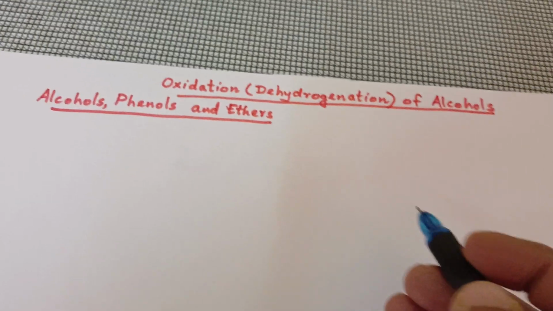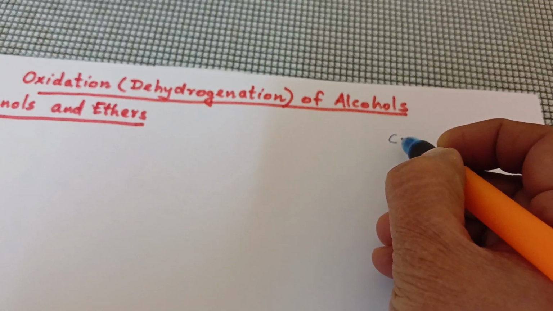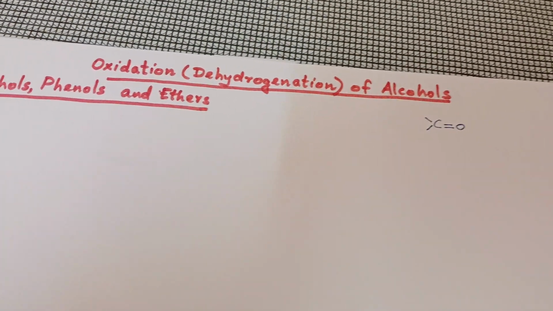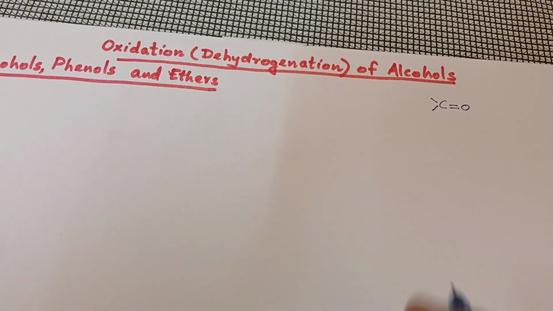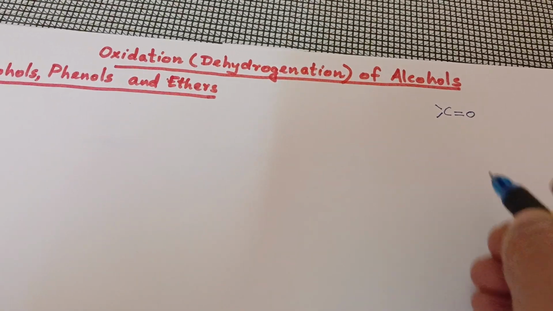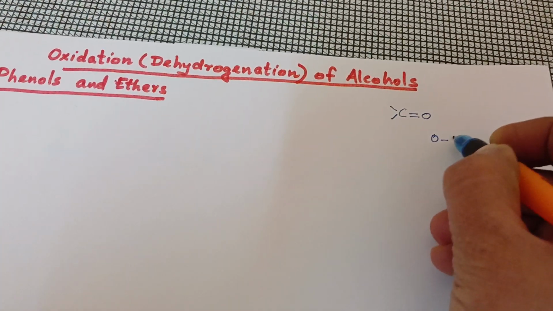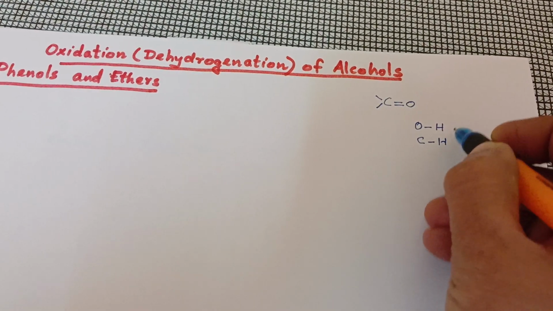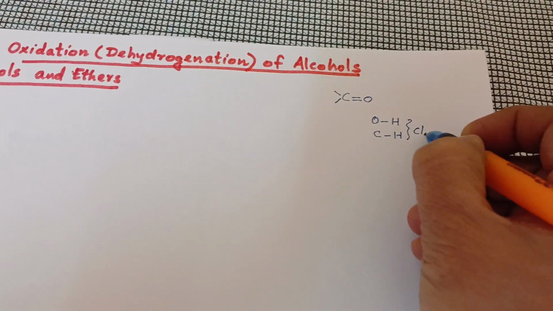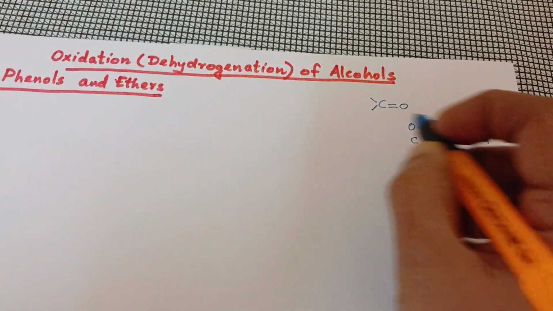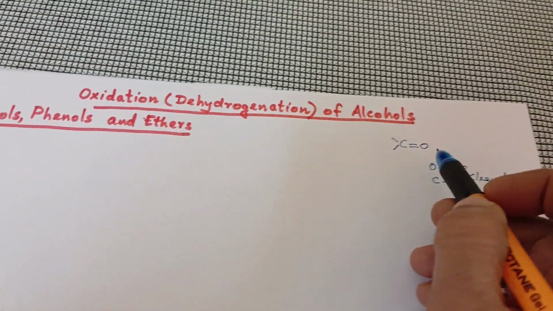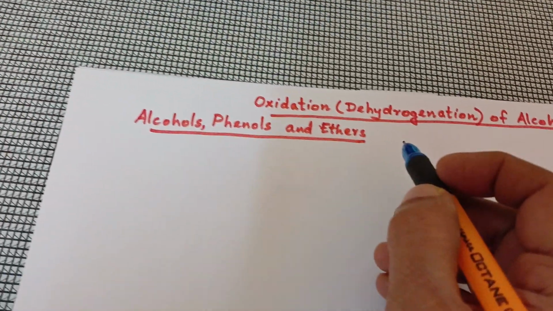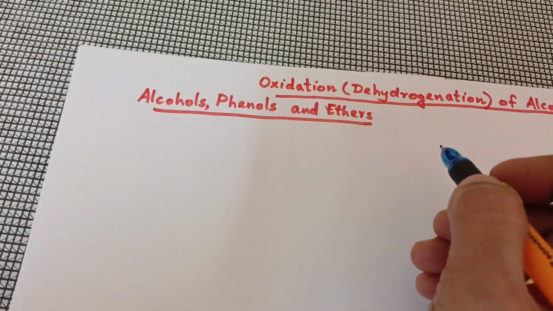That involves the formation of a carbon oxygen double bond. So a carbon oxygen double bond is formed, and then there is the cleavage of an oxygen hydrogen bond and a carbon hydrogen bond. These bonds are cleaved or broken, and then a carbon oxygen double bond is created. So that is what happens in oxidation or dehydrogenation of alcohols.